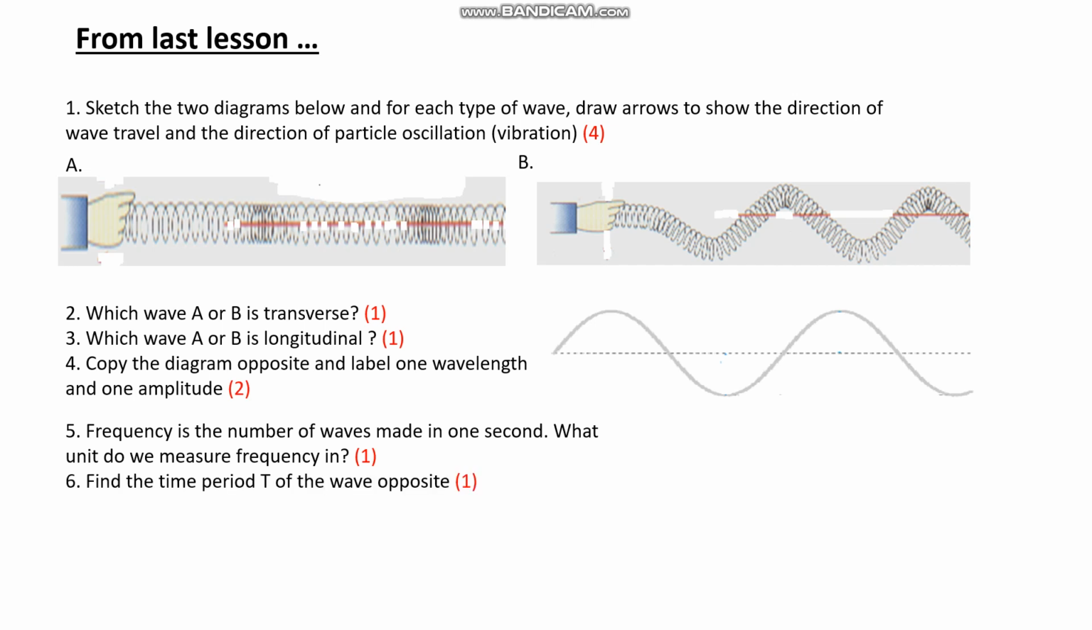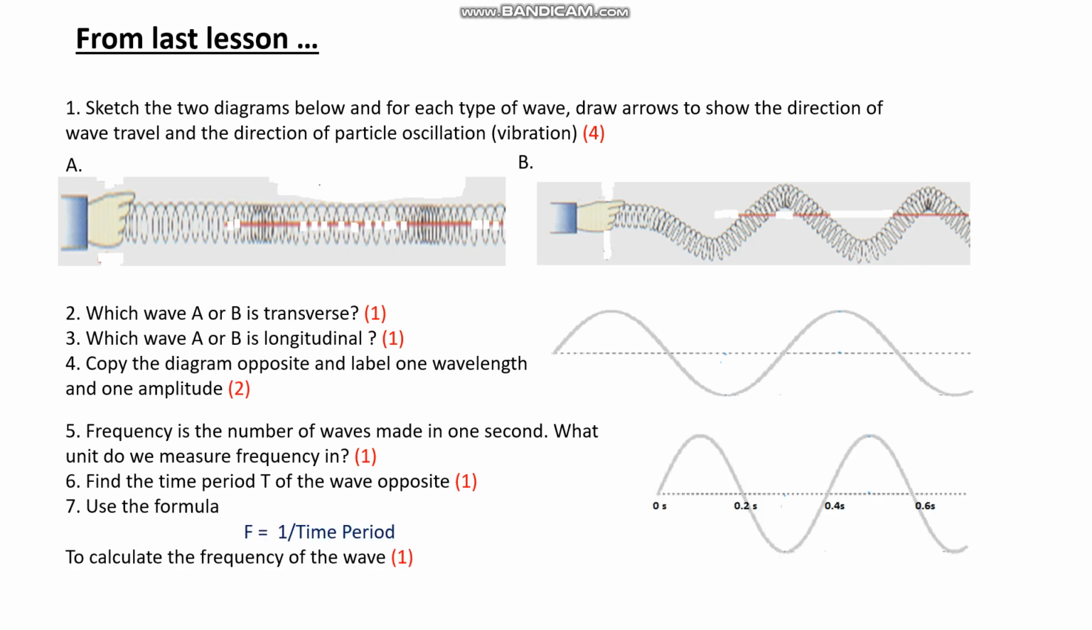Question 6, find the time period of the waves opposite, and that's this diagram here that's just popped out slightly out of order on the PowerPoint. Tell me what the time period is. Use the diagram to help you find that out, and then use the equation which will be given to you in the exam, frequency equals 1 over time period, to calculate the frequency. So pause the video now, have a go at those questions in rough.